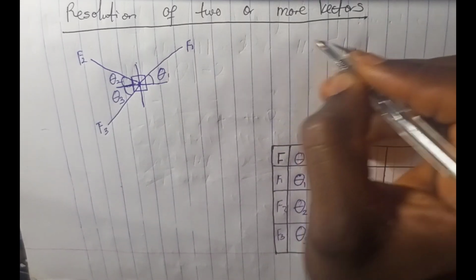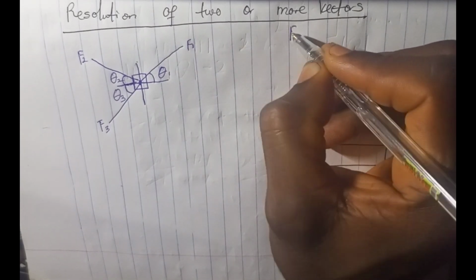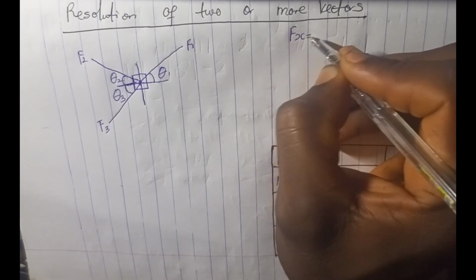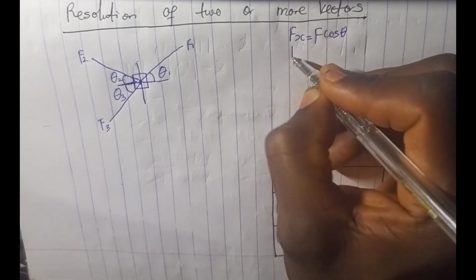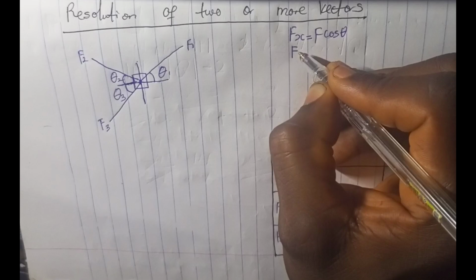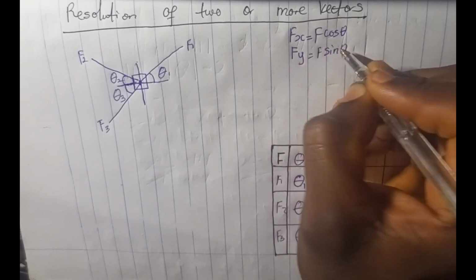You see where we got that if the angle of inclination is to the horizontal, the horizontal component of the force is F cos theta by the formula. And if it is inclined to the horizontal, the vertical component of the force is given by F sine theta.